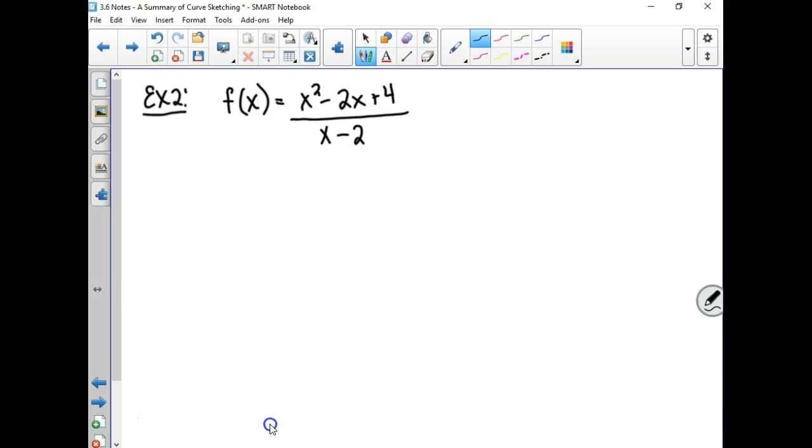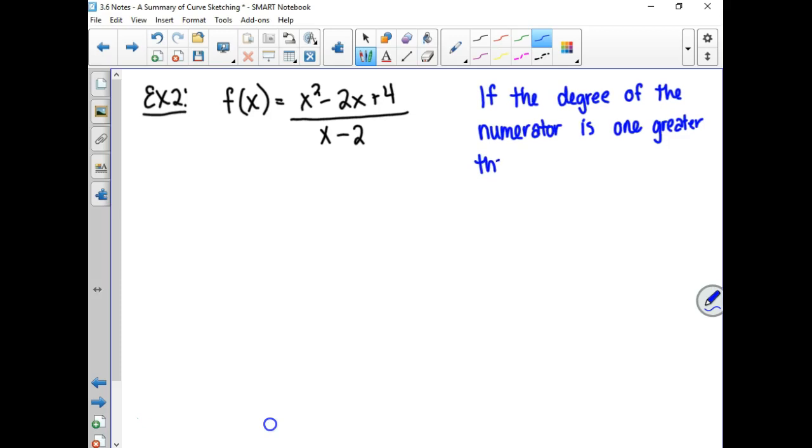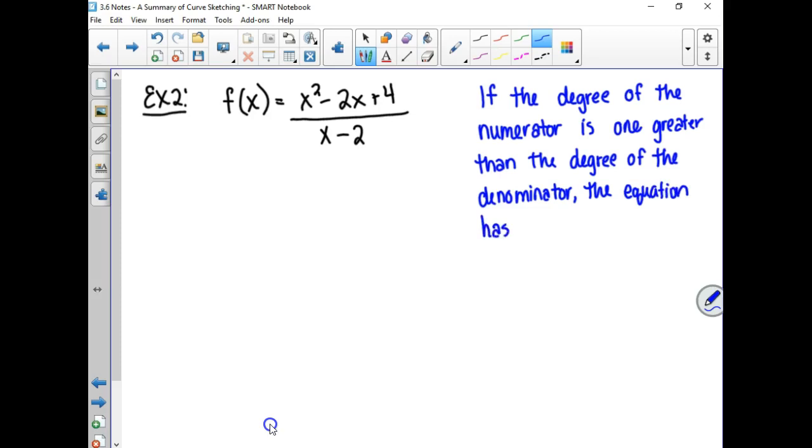Alright, so if the degree of the numerator is 1 greater than the degree of the denominator, the equation has a slant asymptote.